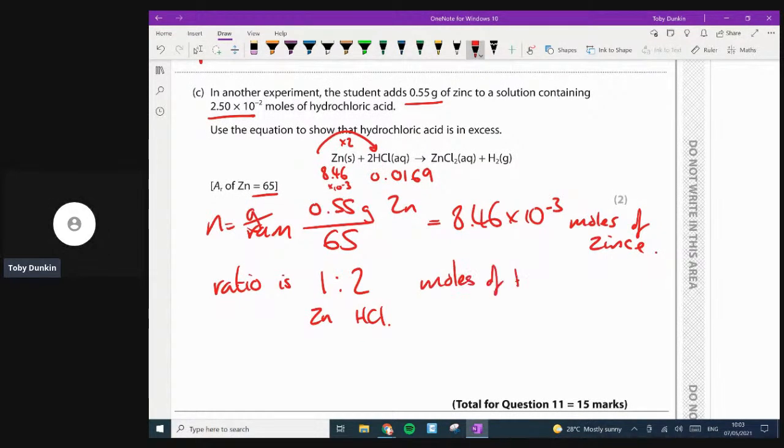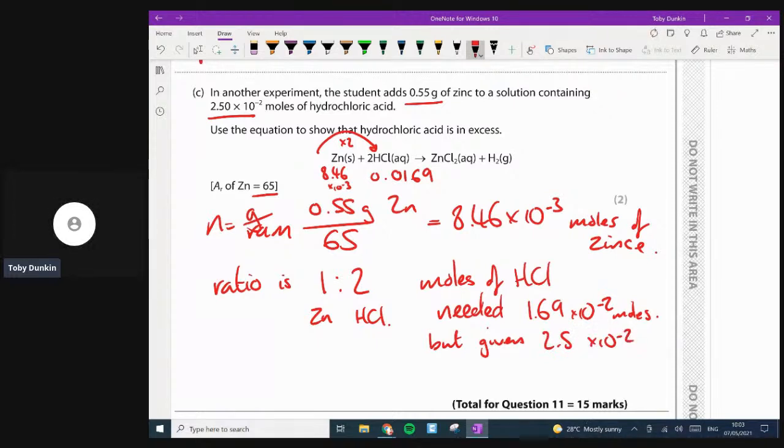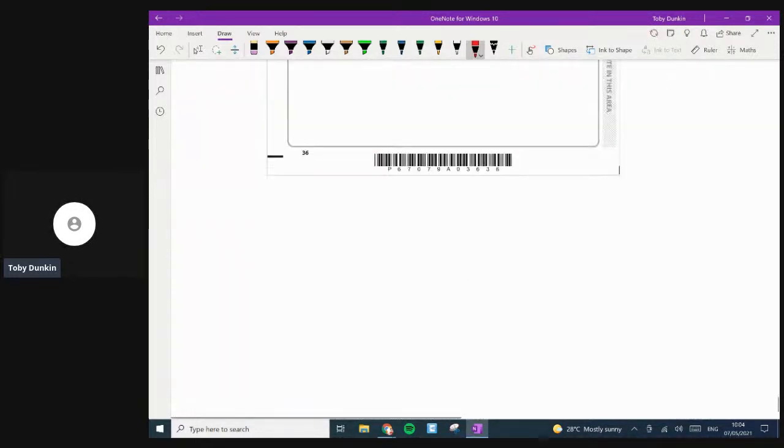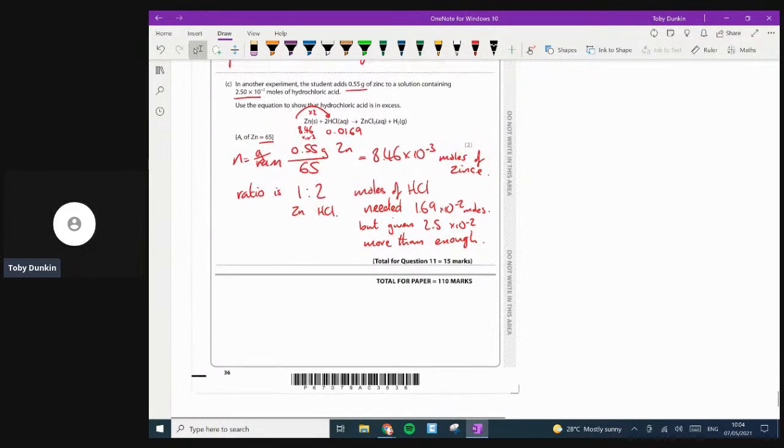Moles of HCl needed, I can even give it in the same units, is 1.69 times 10 to the minus 2 moles, but given 2.5 times 10 to the minus 2. HCl in excess, more than enough. 2 marks, that sucks. Next. Oh, that's it. Total for paper.